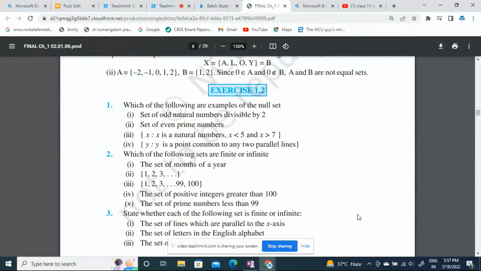In question number 1, which of the following are the examples of the null set? Now, firstly, what is the meaning of the null set? I am going to explain it to you. I am going to share the whiteboard along with you.